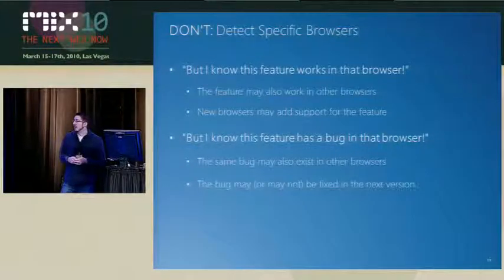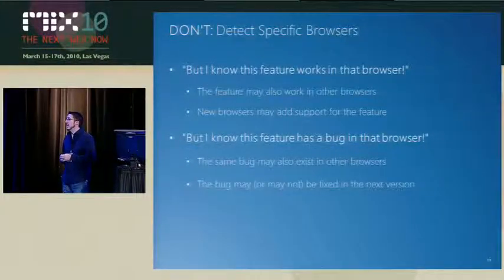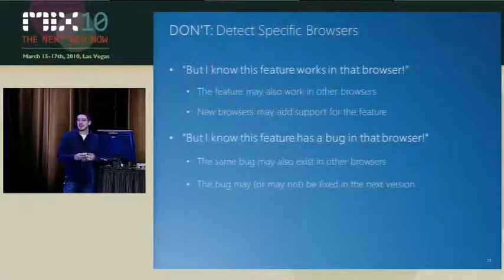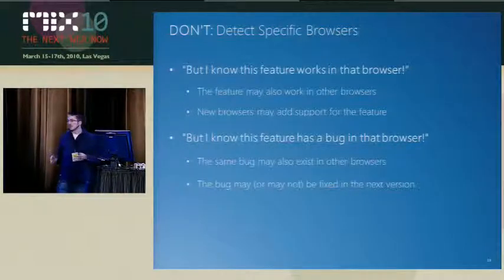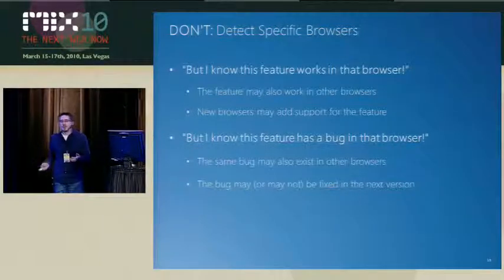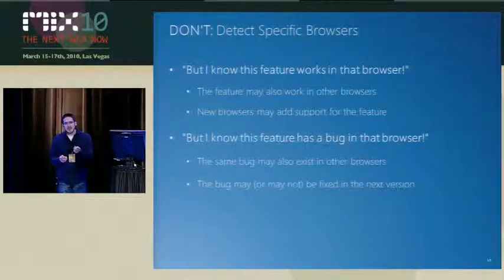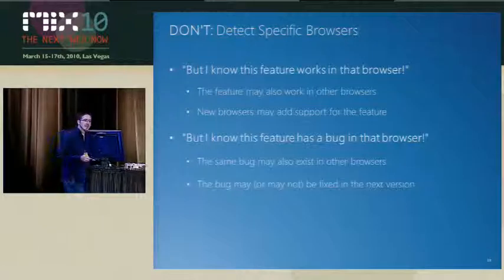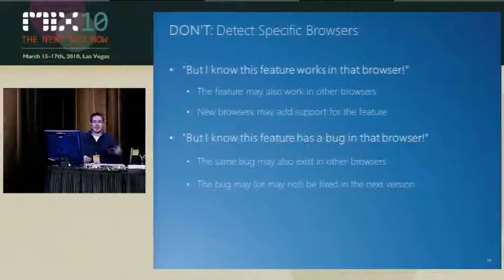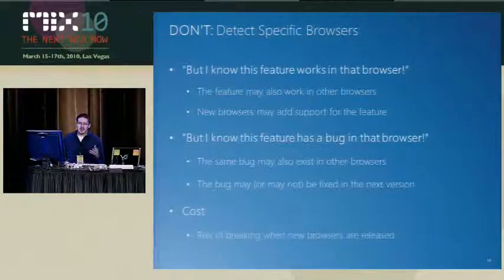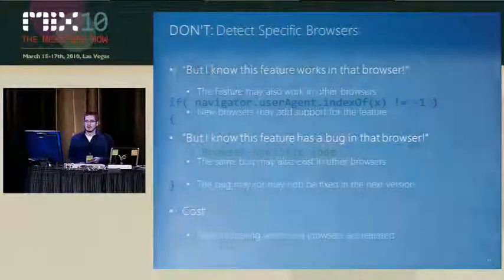A lot of times the bug does exist in other browsers. And the real thing you end up wondering about is if the bug's in the latest version of the browser, you don't know if it's going to be fixed when the next version of the browser is released. So you're basically, by doing version detection, rolling the dice a little bit and guessing, is that bug still going to be there next time or not? By doing behavior detection in those sorts of cases, your site will automatically adapt. And the cost here is the risk of breaking when new browsers are released.